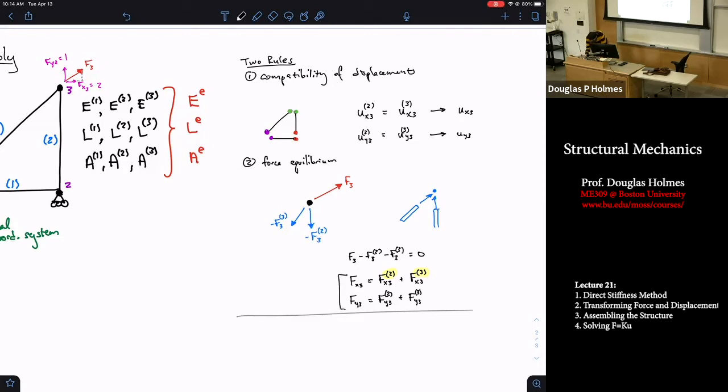Why don't we instead write this like this? Fx3 is equal to Fx3 from member 1 plus Fx3 from member 2 plus Fx3 from member 3. And same thing for the others. So obviously I'm adding zero because member one isn't even touching those other two members. It's definitely contributing zero force there. And so these quantities are zero.